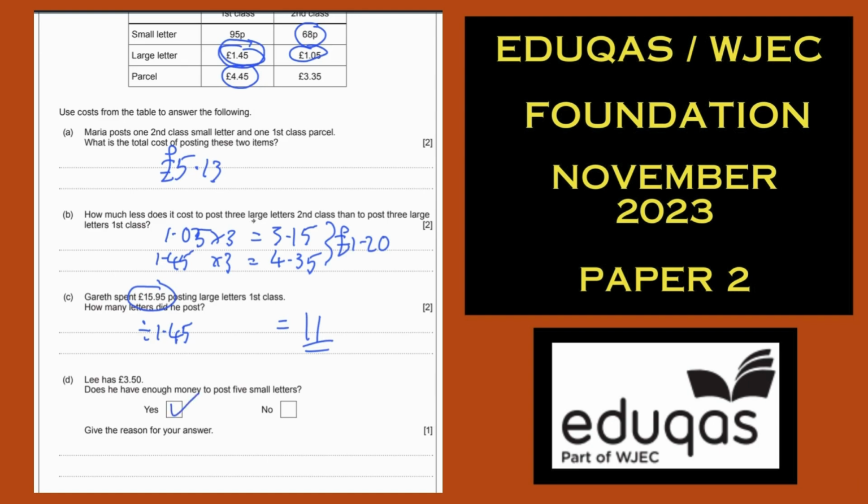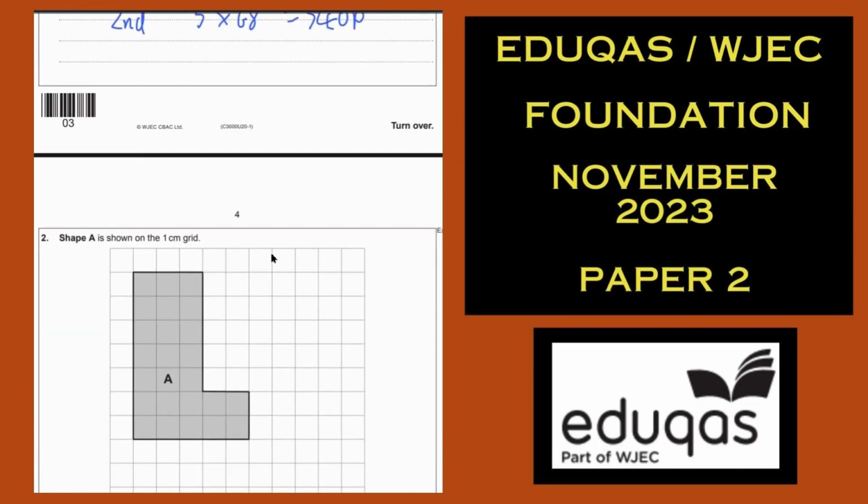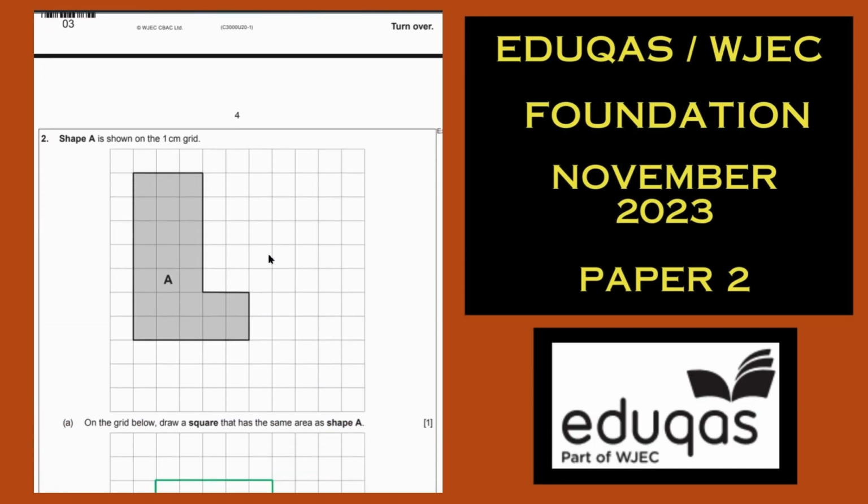Yes, because if he picks second class, it's just 5 times 68 pence. So wording along the lines of, if he posts second class, he'll have 10 pence spare, or just, as you've seen there, do 5 times 68. Yes, he's got enough. Or again, say, not if he went first class, but yes, to second.